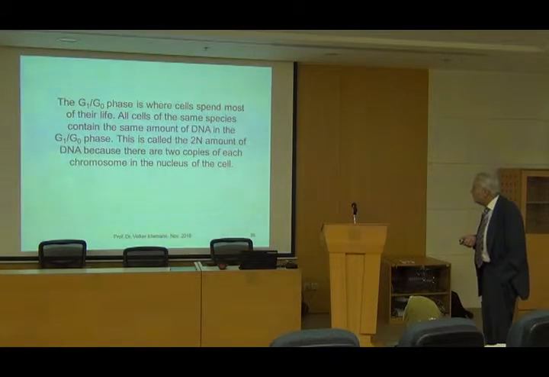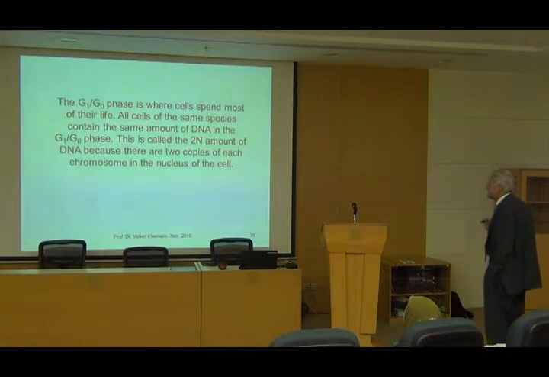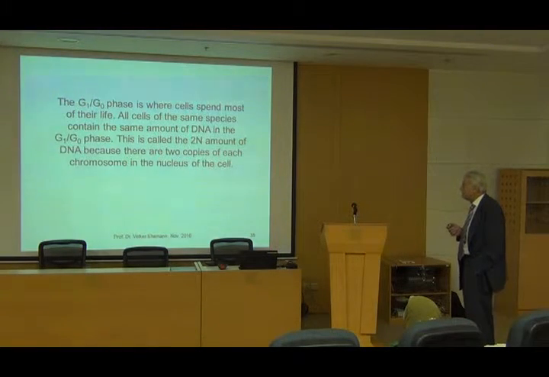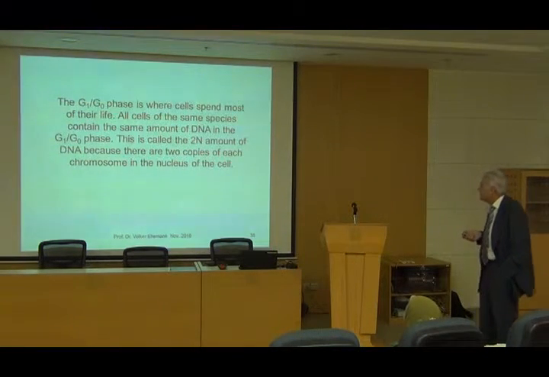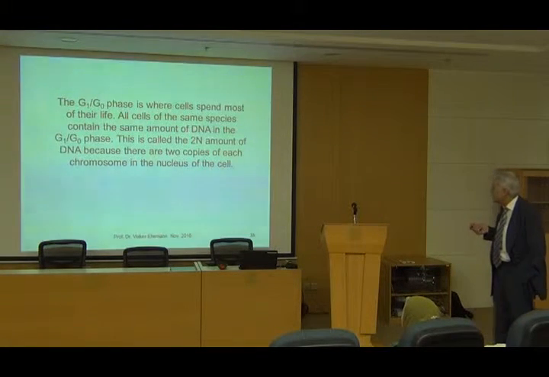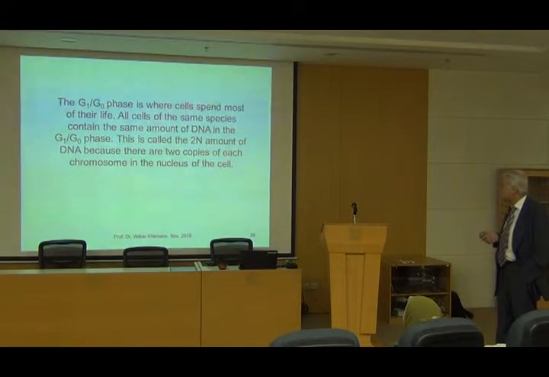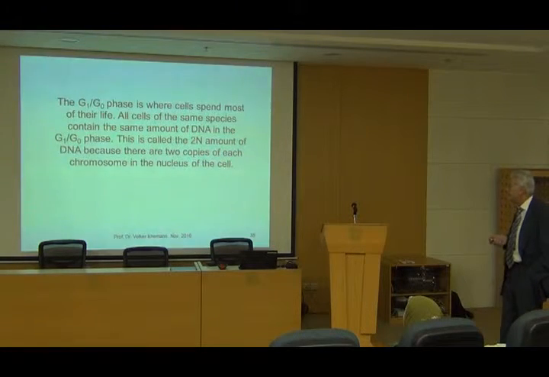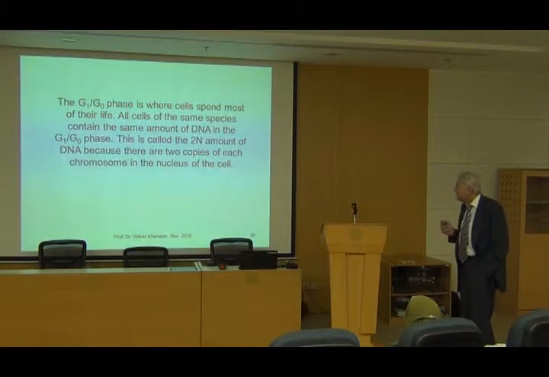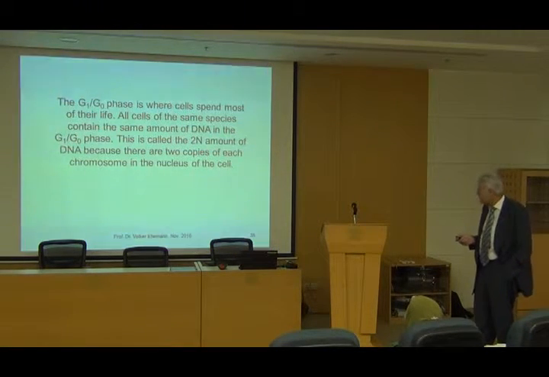The G1 and G0 phase is where the cell spends most of its life. And all cells of the same species contain the same amount of DNA in the G1 phase. This is called the 2n amount of DNA because there are 2 copies of each chromosome in the nucleus of the cell.